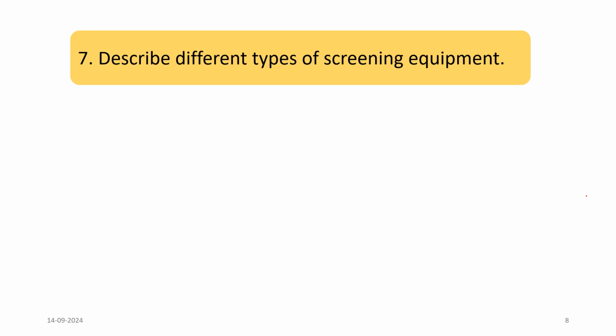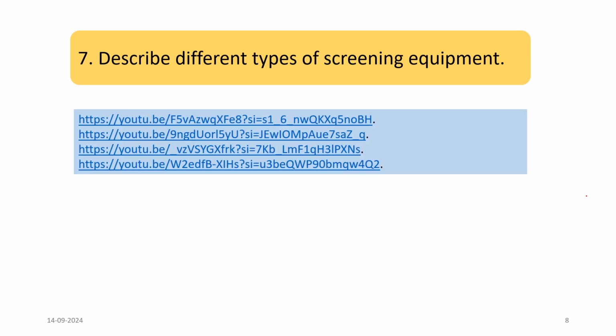Next, describe the different types of screening equipment. Stationary, vibrating, live. Yes, vibrating screen. If we see the videos, it will be clear.